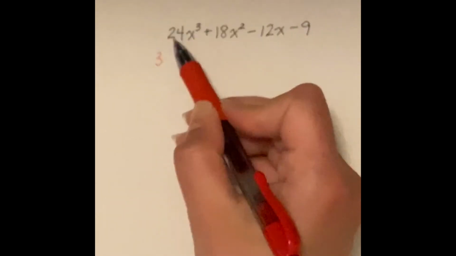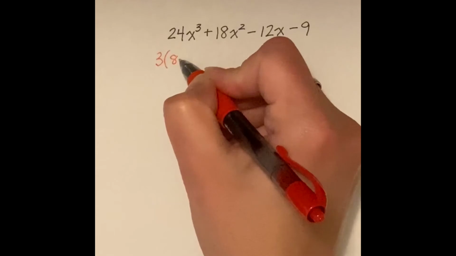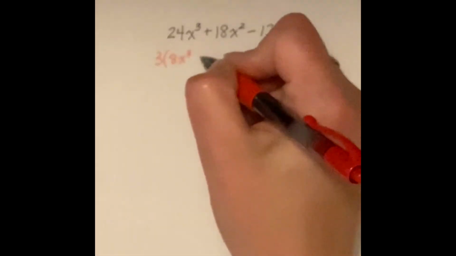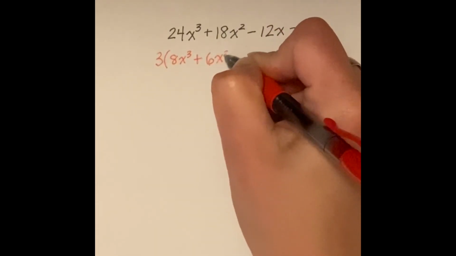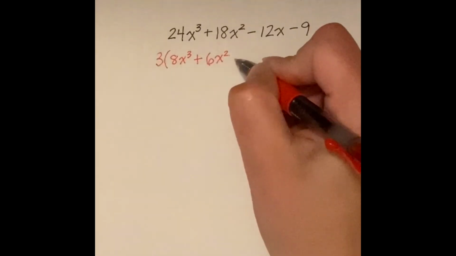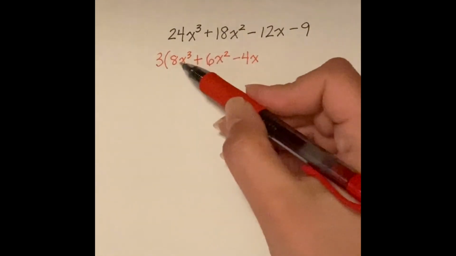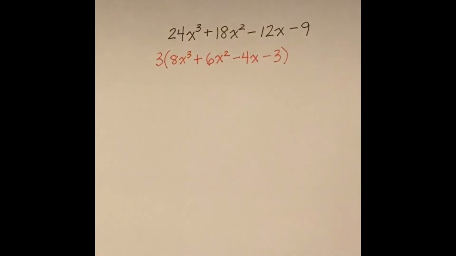When I take a 3 out of 24, left behind will be an 8. So I've got 8x cubed. When I take a 3 out of 18, left behind is a 6. Don't forget about the x squared. When I take a 3 out of negative 12, left behind is a negative 4. Don't forget about the x. And then a 3 out of negative 9 will leave behind a negative 3.